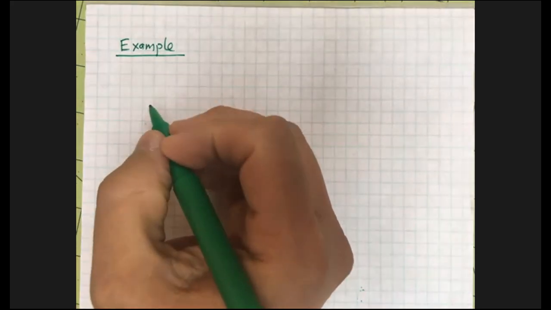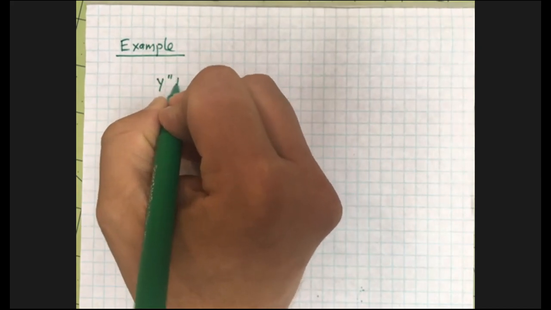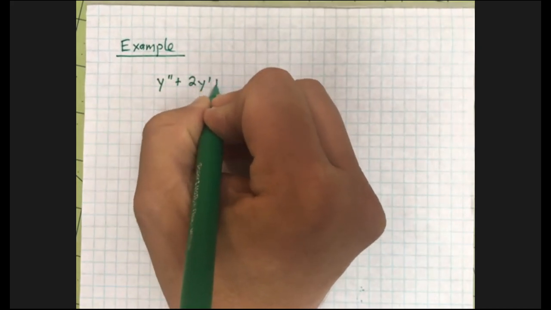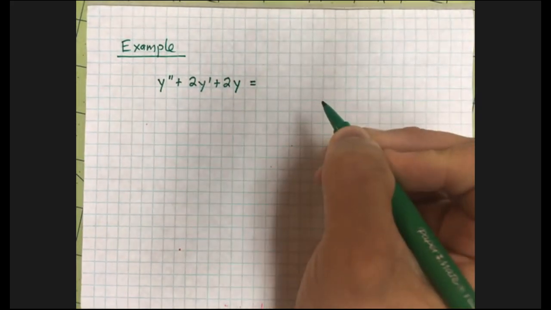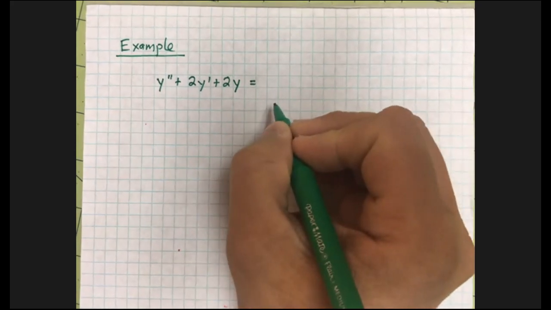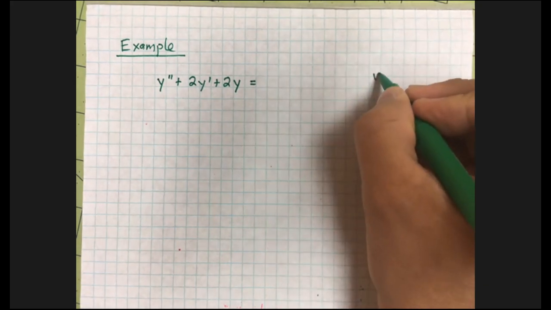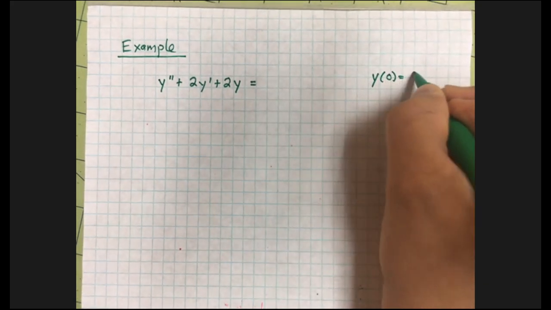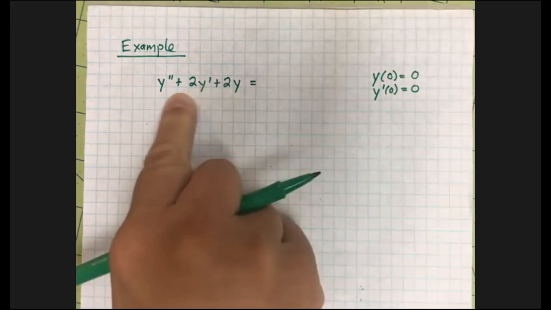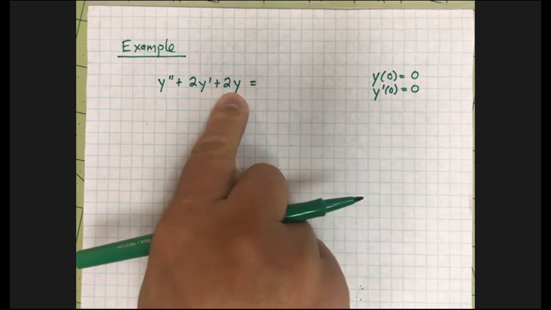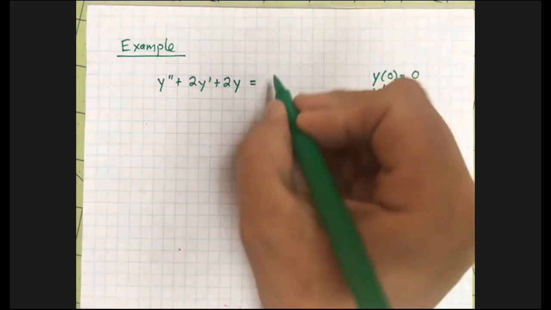So let's say you had this differential equation, y double prime plus 2y prime plus 2y. I'm picking very mellow numbers because I just want to show you a sample calculation. Let's say that we give you initial conditions of 0 and 0. So this time I am telling you the components of the system, so to speak, right? And let's give you a very mellow driving function like 2.